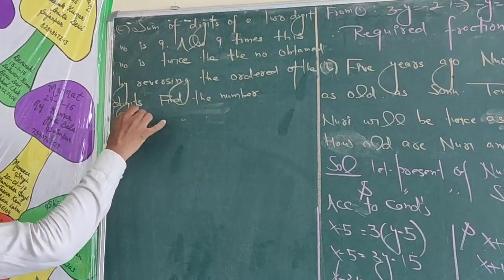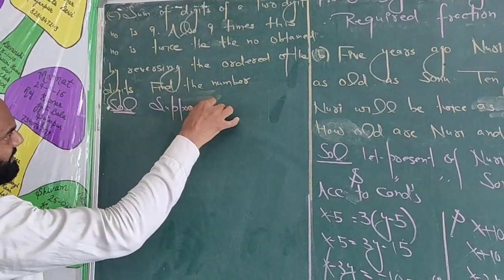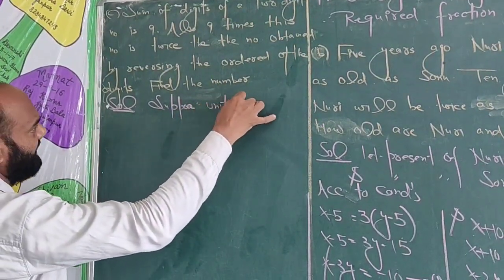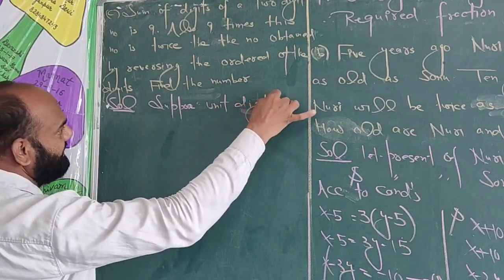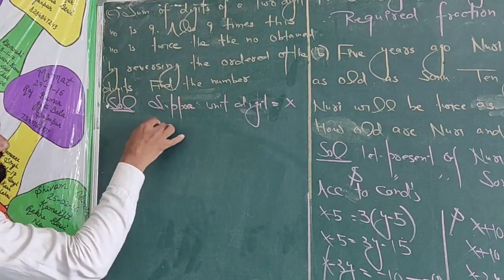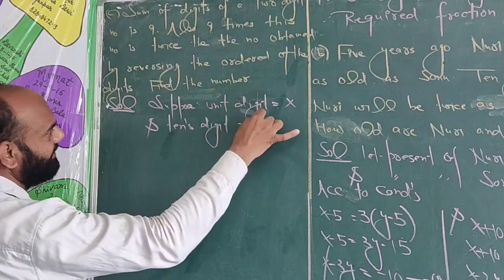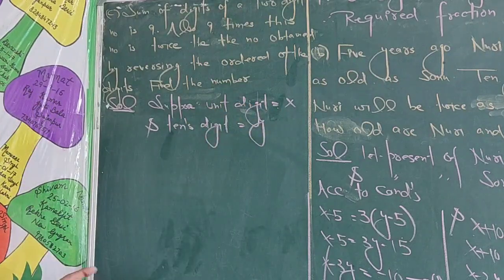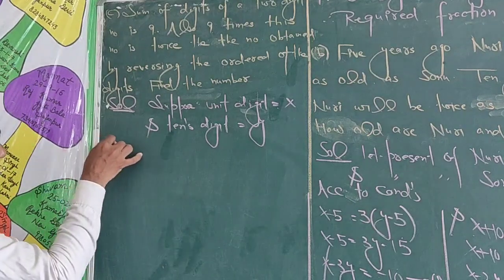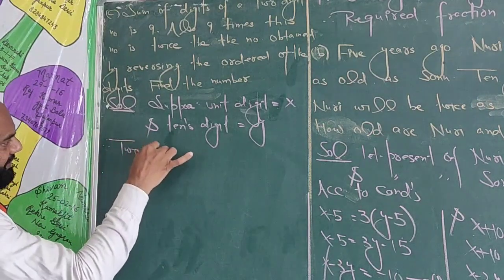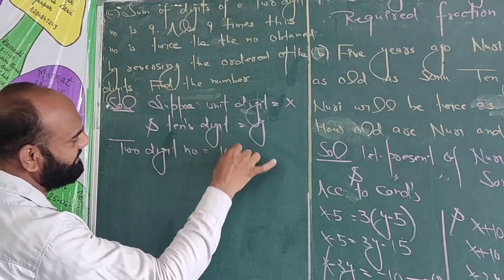So to solve this question, suppose the unit digit is equal to x and the tens digit is equal to y. Suppose the unit digit of the two-digit number is x and the tens digit of the two-digit number is y. Therefore, the two-digit number is 10y plus x.